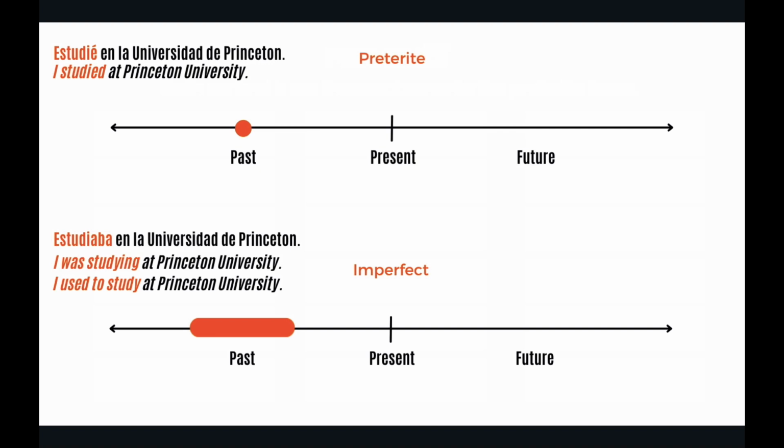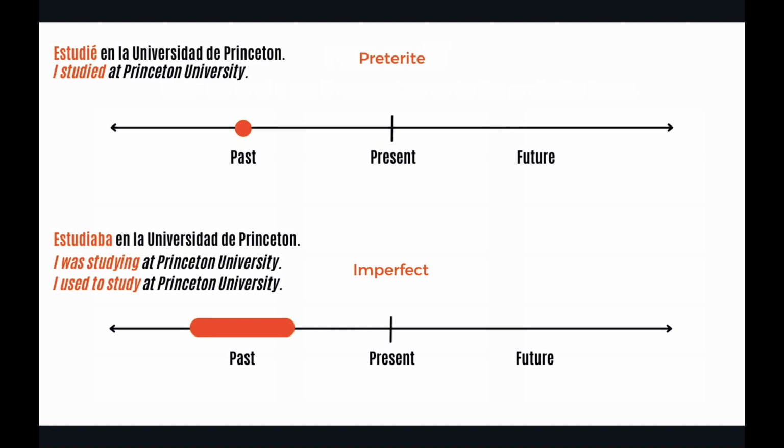What if you said, estudiaba en la Universidad de Princeton? This is a correct sentence as well, but the meaning is different. This means I was studying at Princeton University. So maybe you're going to say, I was studying at Princeton University when I had this brilliant idea, right? You're probably in the middle of continuing to describe something if you're using the imperfect here. And if you look at the timeline, this is more continuous, isn't it? This is not just one little dot. So I was studying at Princeton University, or it can also mean I used to study at Princeton University.